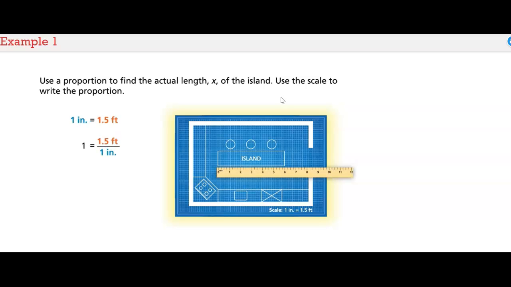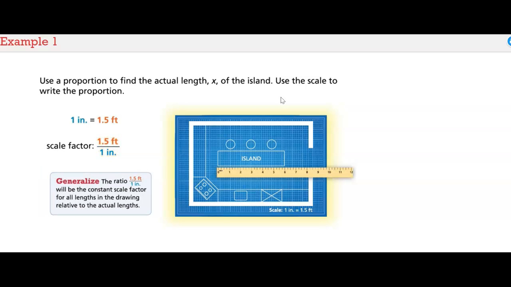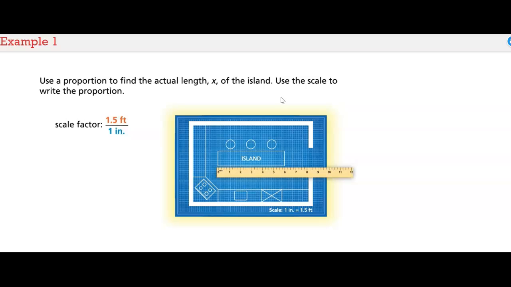Divide both sides of the equation by 1 inch to show the ratio 1 5/10 feet to 1 inch. This ratio will be the constant scale factor for all lengths in the drawing to the actual lengths. Write the scale factor on one side of the proportion. The other side is the ratio of x, the actual length of the island, to 6 inches, the length of the island in the blueprint. Make sure to write the ratio in the same order as the scale factor.